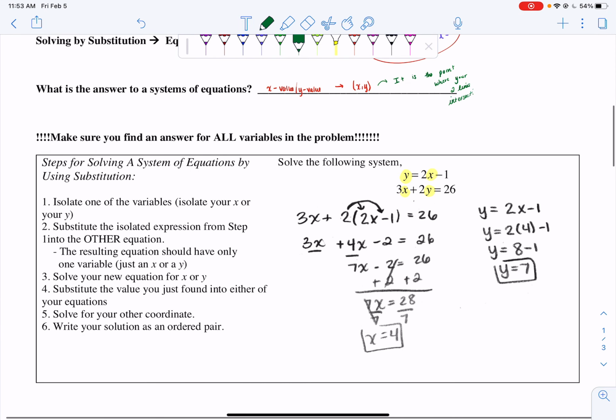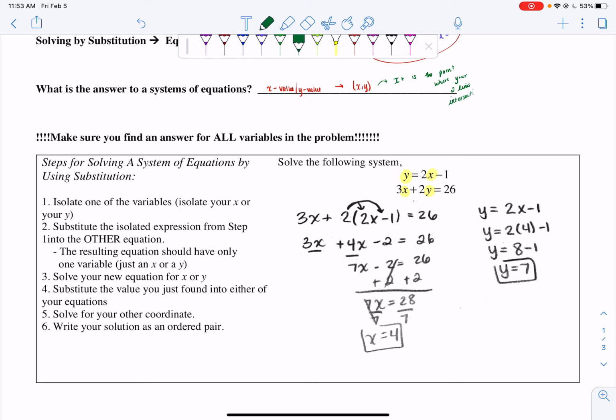Let's go on to this procedure. So before we begin, please make sure that you find the answer for all variables in the problem. So if we're talking about a's and b's, I better see an a and a b in your final answer. If I see x and y in your question, I better get an x and a y.